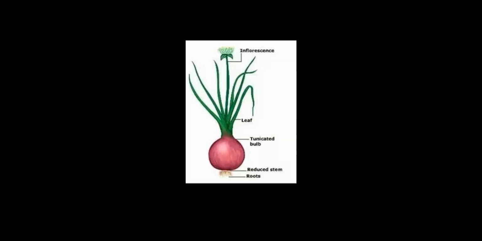Onion, right? And one more example for this, that's the garlic. In that, mainly the leaf-based part, the leaf part that stores the food, stores the food and becomes fleshy. See this picture.